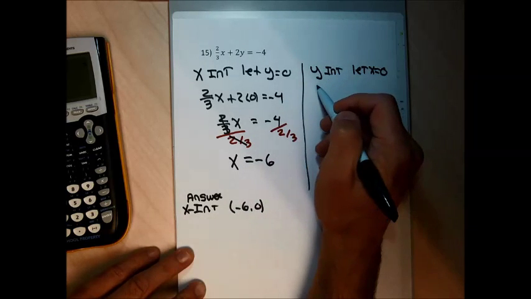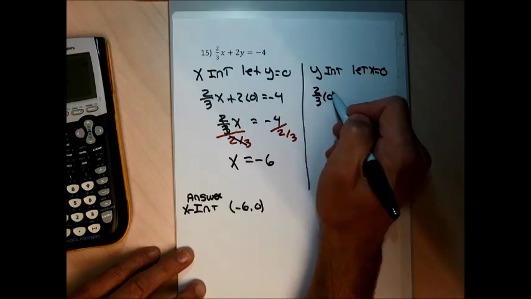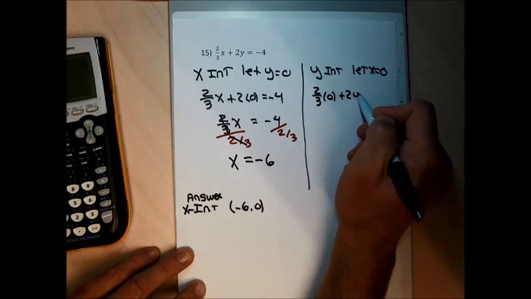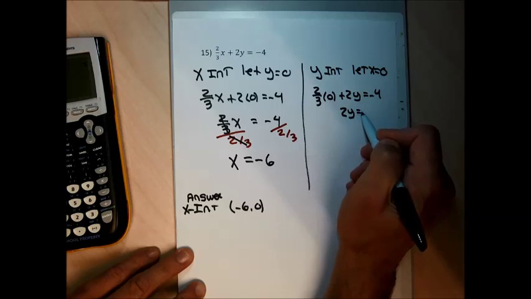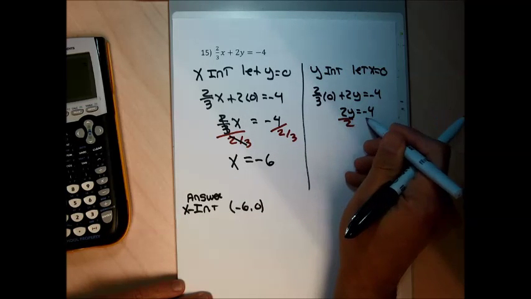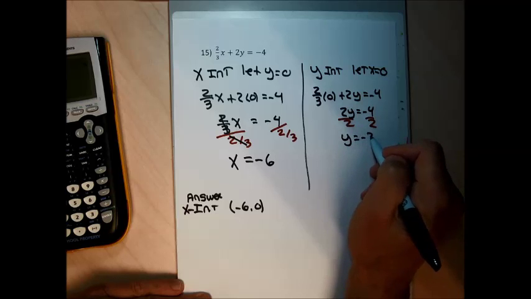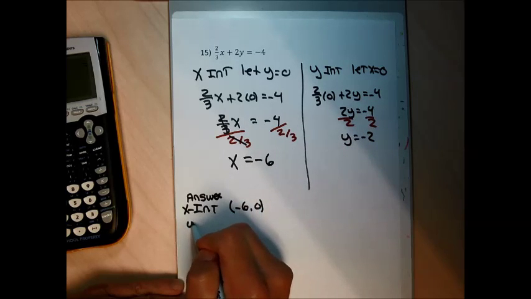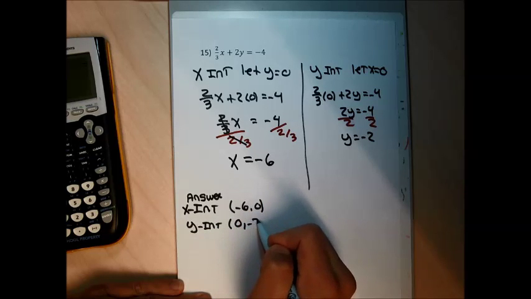For the y-intercept, I'm going to plug in 0 for x. I'm going to go 2/3 times 0 plus 2y equals -4. This is going to simplify to 2y equal to -4. And then I divide both sides by 2 and get y equal to -2. So my y-intercept is the point 0, -2.